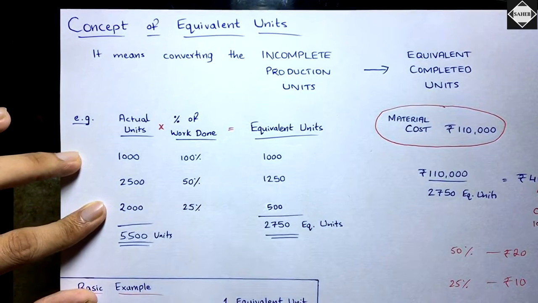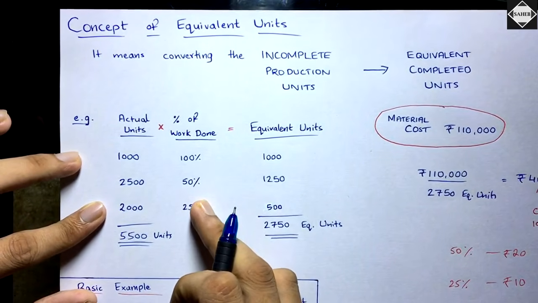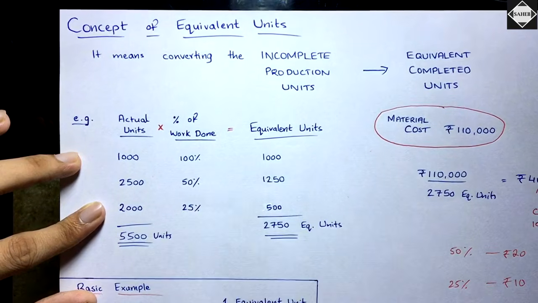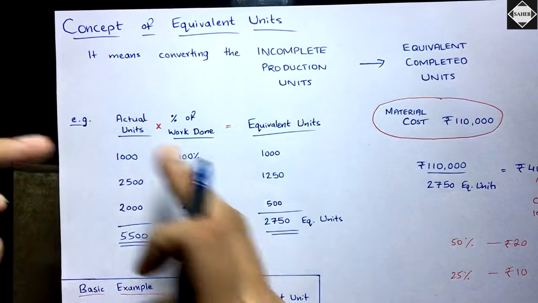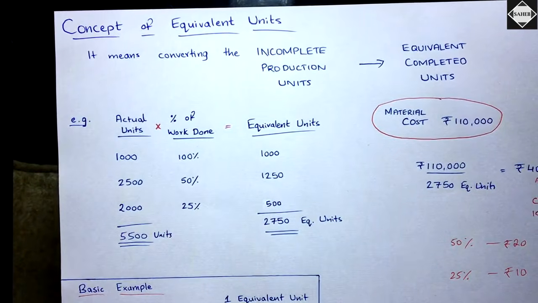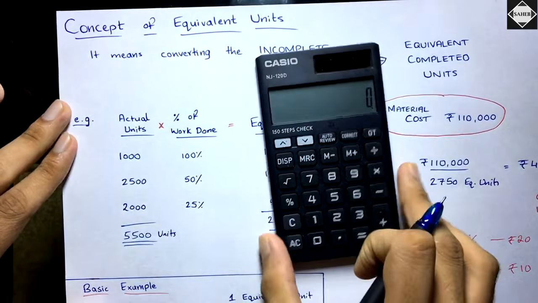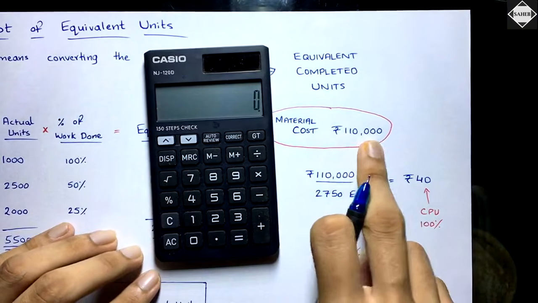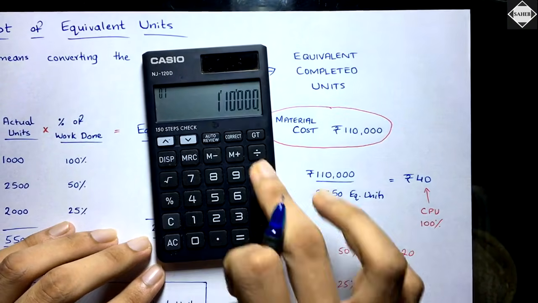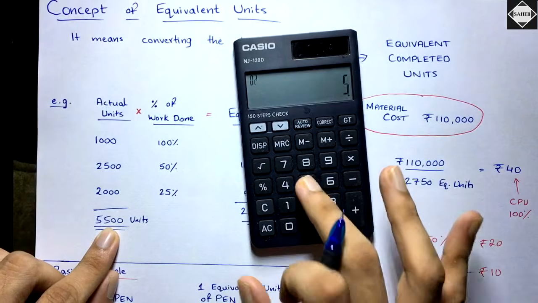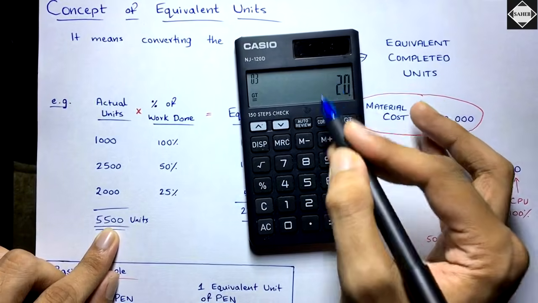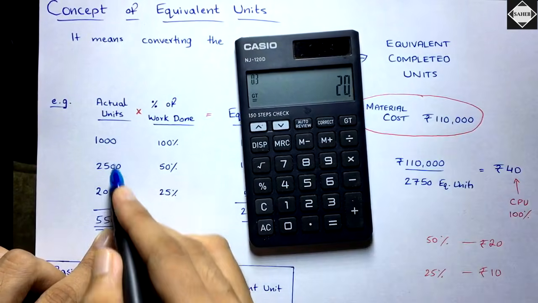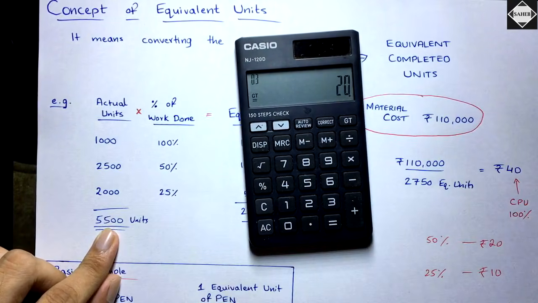Now tell me how you are going to value this. Just for an example, I will tell you that this is abnormal loss, this is closing WIP, this is output. How are you going to value these items? You can't value these items just like that, I mean with the old method. You can't just take the total cost and divide by the quantity. The total cost is 1,10,000 divided by 5,500. If you do that, then what does it mean? It means that 20 rupees has been allocated to each of the units. Is it true?